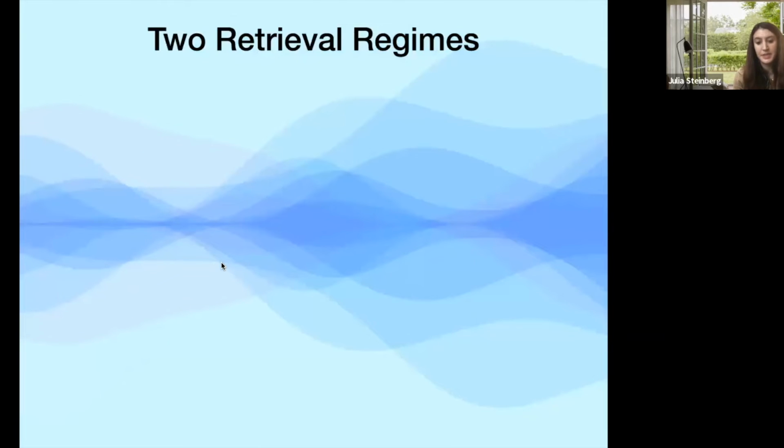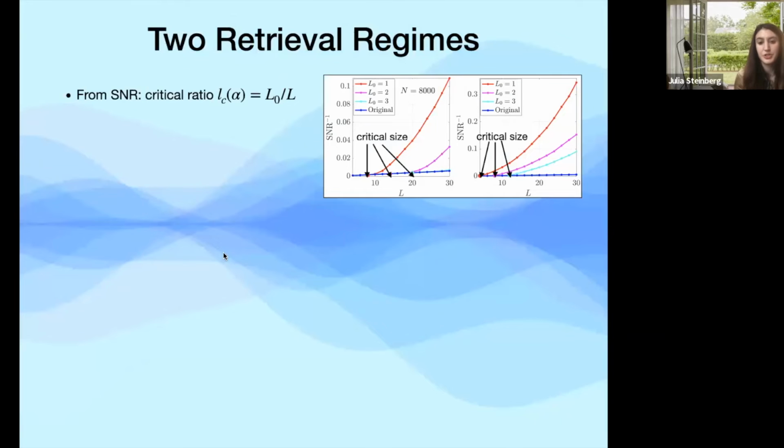And so in general, you have 2 retrieval regimes. And you can see this by just looking at the signal to noise ratio and comparing it to the signal to noise ratio for the original structure. So here for 8,000 neurons, you see that, at different memory loads, the signal to noise ratio for each size of the retrieval queue closely matches that for the original structure and then diverges at some critical size, which you can represent as a fraction of the size of the retrieval queue to the number of relations in the full structure.